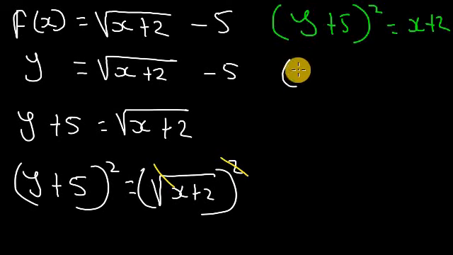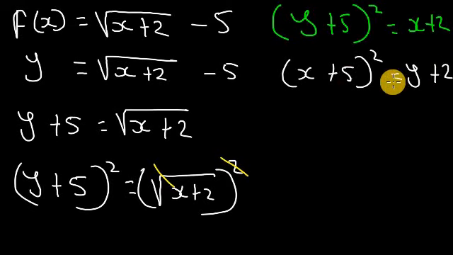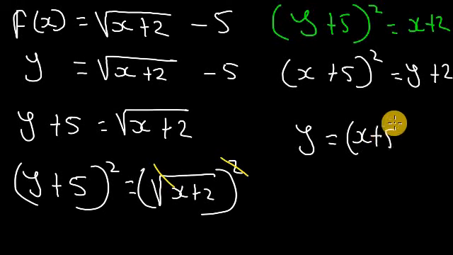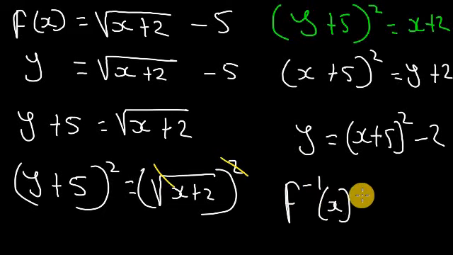So I'm going to replace y with x, giving x plus 5 all squared equals y plus 2. So I've switched the positions. Now I can isolate y. So finally, y will be equal to x plus 5 all squared, then minus 2. By the time I bring this positive 2 to the side, it should become negative 2, or by the time I subtract 2 from both sides. So lastly, the inverse of the function f of x will be x plus 5 all squared, then minus 2. And this is my final answer. Let's solve more.